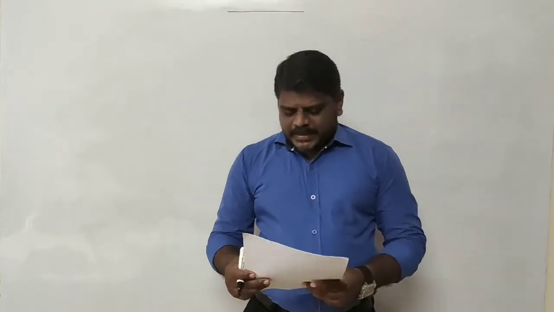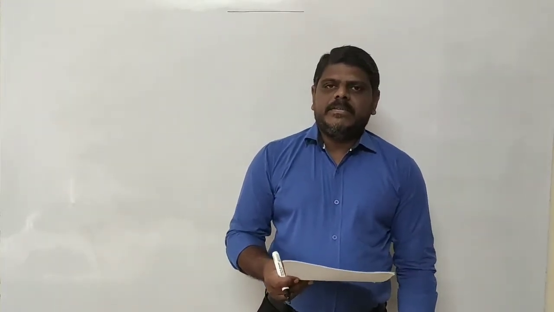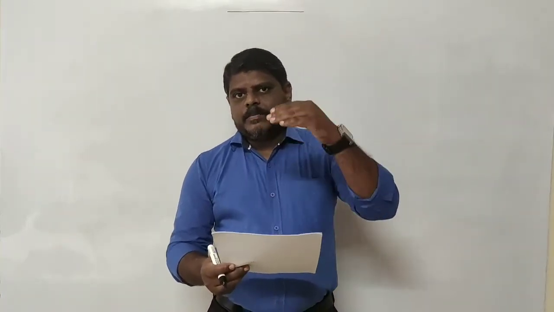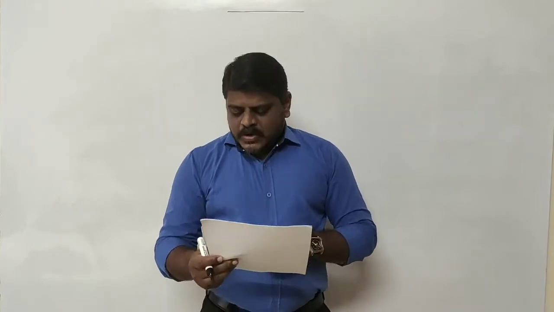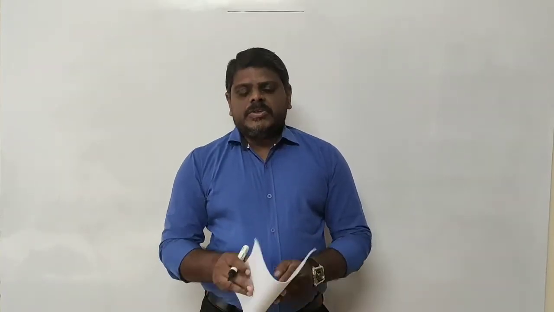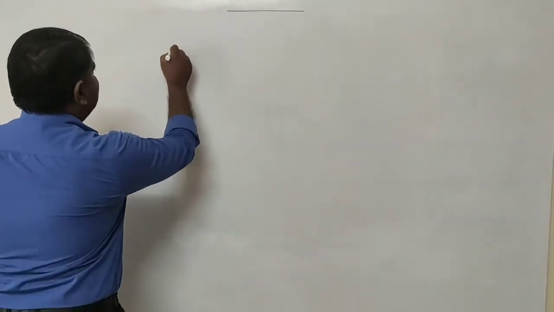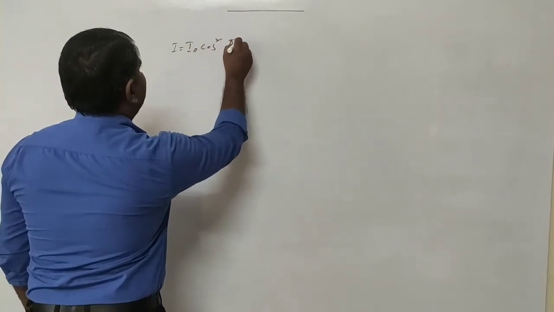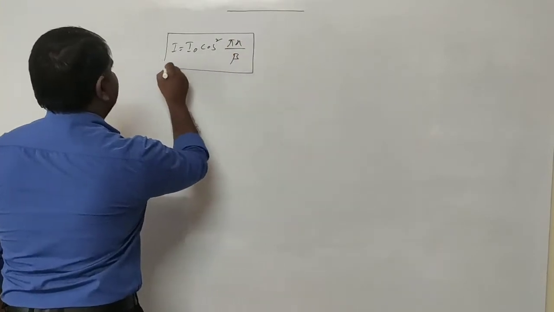Hello students, welcome back. So the problem is asking to find the distance between two points. At one point the intensity will be maximum and at another point the intensity will be 75% of the maximum intensity. That is what you have to find. To find the distance, there is a direct formula. You need to remember this formula. That is I is equal to I naught cos square pi x by beta. This is the formula you require.